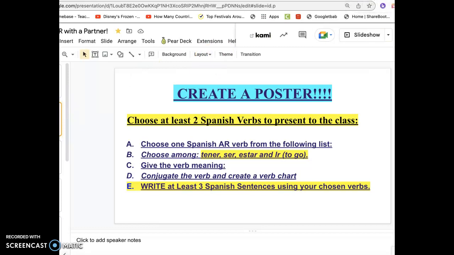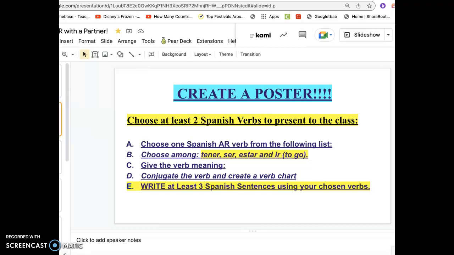We'll see that on the next page. Choose among, and then also letter B, choose among tener, ser, estar, or ir. Give the verb meaning. So like tener, for example, means to have, or ser means to be, or estar means to be, or ir means to go.